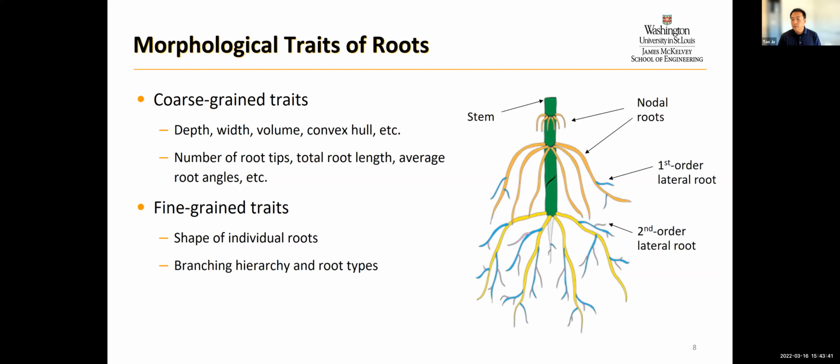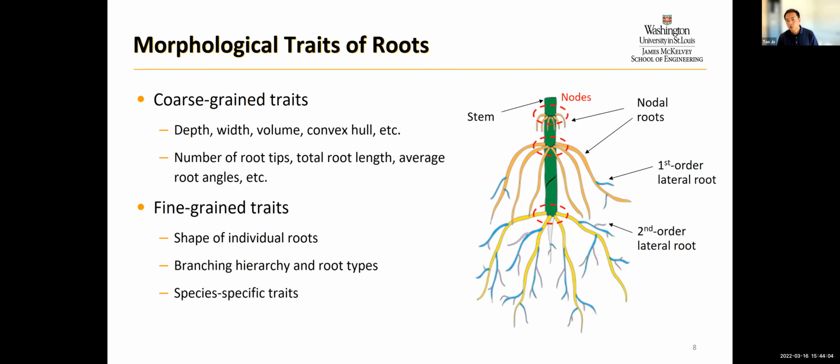So being able to annotate, identify individual roots and annotate with its type and their ordering in this hierarchy is sort of the next level of traits that biologists really want to gather from the roots. Beyond that, there are also traits that are specific to type of plants.